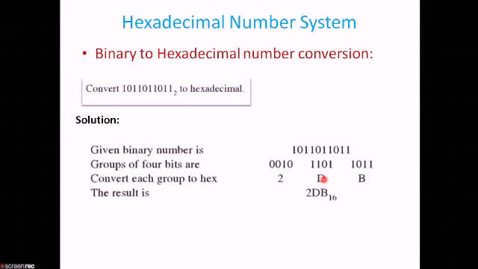So this is 1101. What will be the number? 1101 is D, that is, 13. Next is this B, 1011. 1011 is 11, that is B. So I hope this is clear to you.